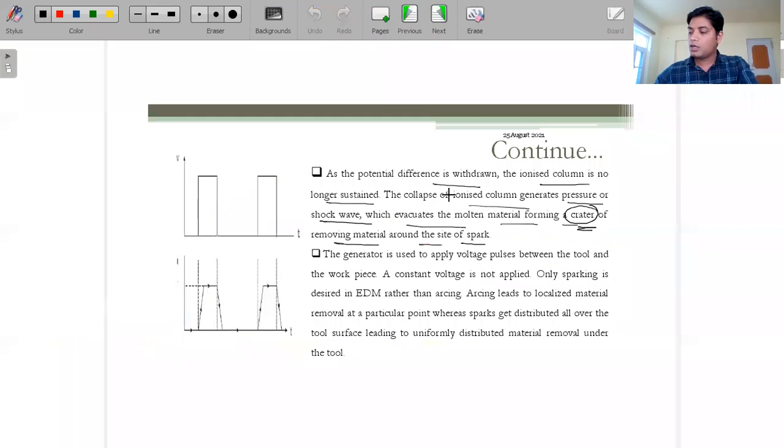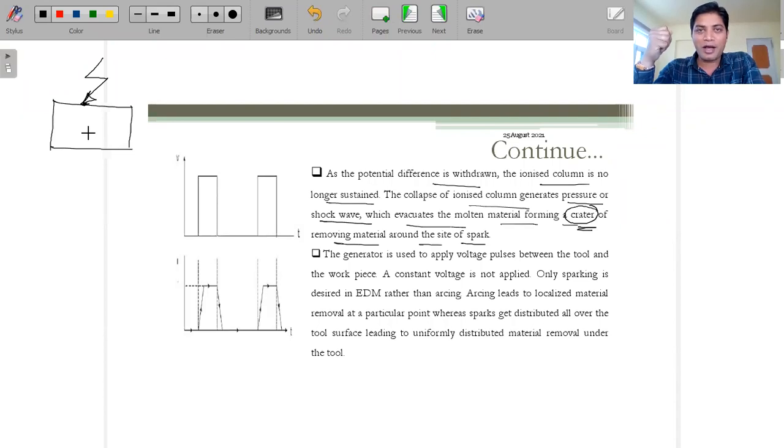Now if we talk about the craters, just assume that this is the workpiece and this is where the spark is generated. Once the spark is generated, the material will be removed from the workpiece area where the spark is generated. If you look at the spark, generated in microseconds, and try to see its geometry, it is just barely visible.